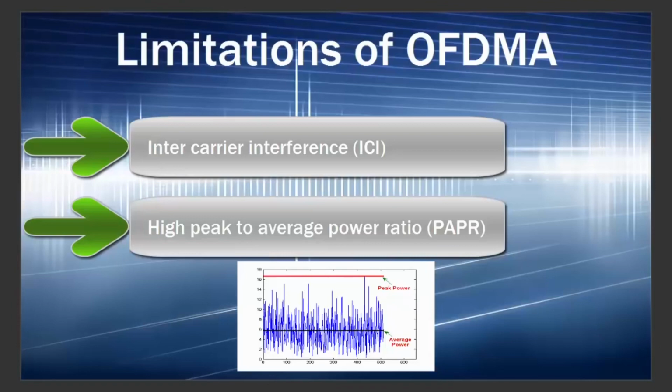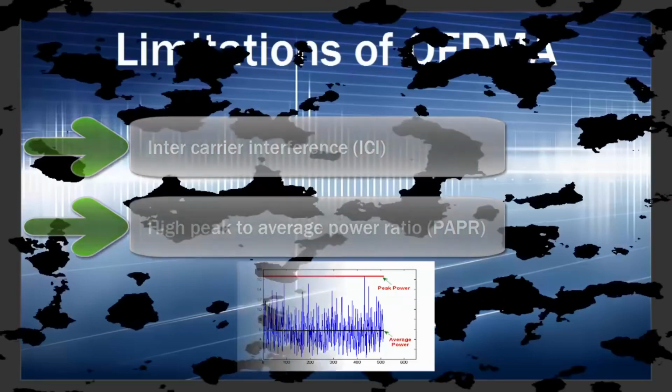A high PAPR reduces the efficiency of the transmitter RF power amplifier. Because of this, to save UE battery, OFDM is not used in the uplink direction.